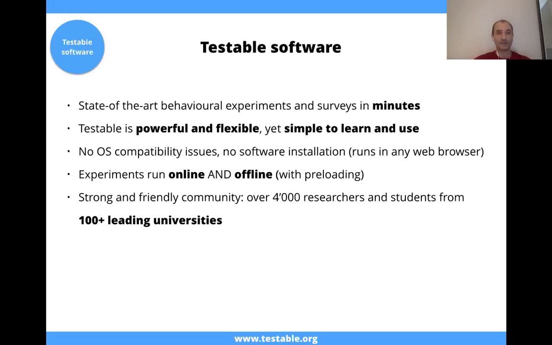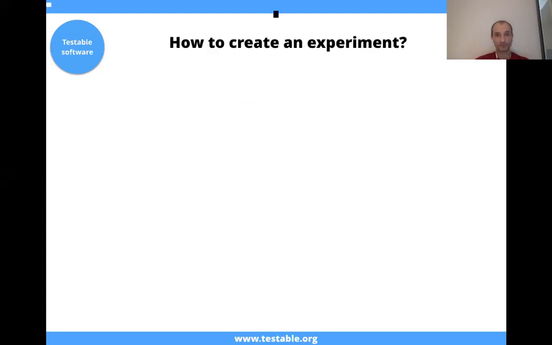Also, experiments run online and offline. So you need internet access to preload an experiment to access the link, but then you can cut the connection and the experiment is still going to run on the local machine. And you can also save data on the local machine. So you can use it for testing remotely. You can use it for testing patients at home and so on. It has a strong and friendly community. We have over 4,000 users now from 100 plus universities around the world.